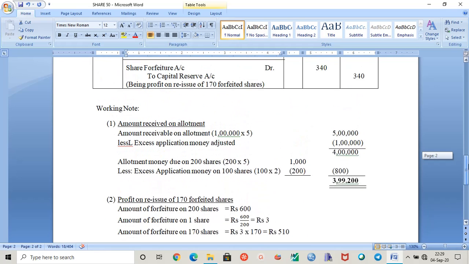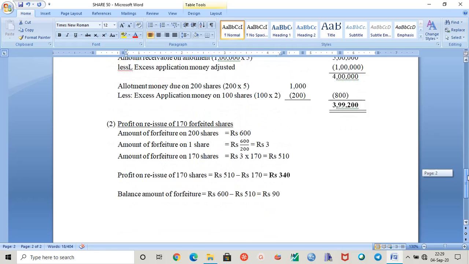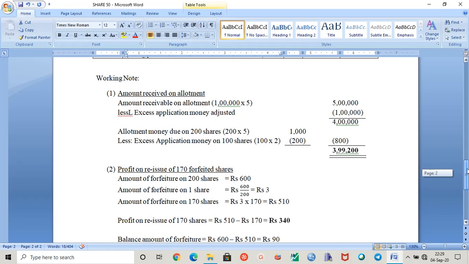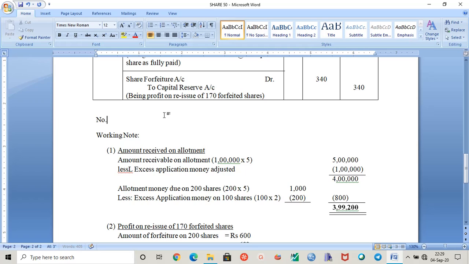I think I have not made that thing. Anyway, in question number 50, you can see here, Sudhir, who had applied for 300 shares, failed to pay the allotment and call money. So it is actually 200 shares that are allotted to him. So we have to write the formula.